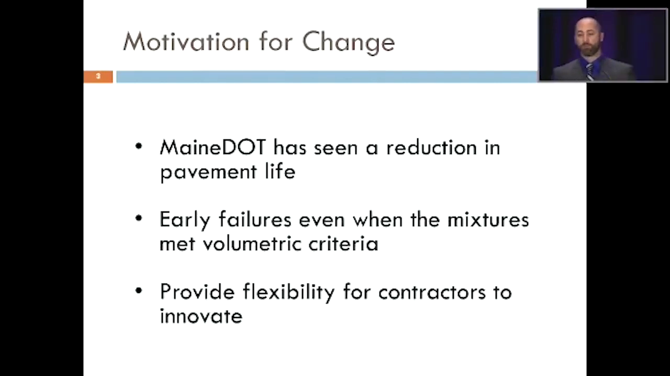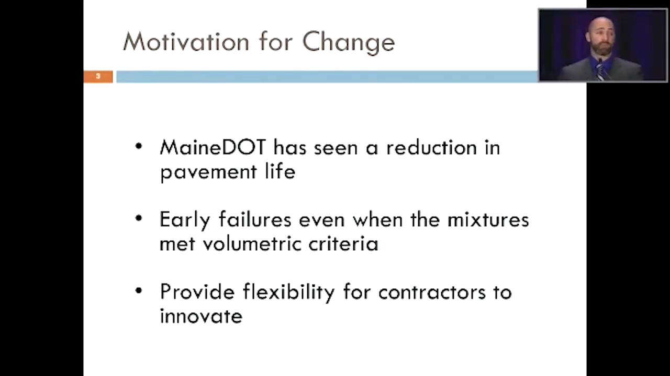So the primary motivation is that Maine DOT has seen a reduction in pavement life. Our pavements aren't lasting as long as they used to, and they're not lasting as long as we're saying they're going to. There are very few 20-year pavement lives now. When you look at some of this mechanistic design that's predicting out to 20-year life, that's wrong. We're not seeing it. Not with asphalt pavement, at least not in Maine.